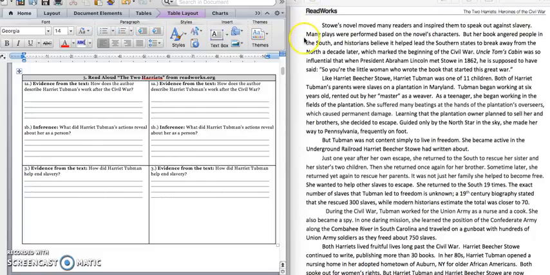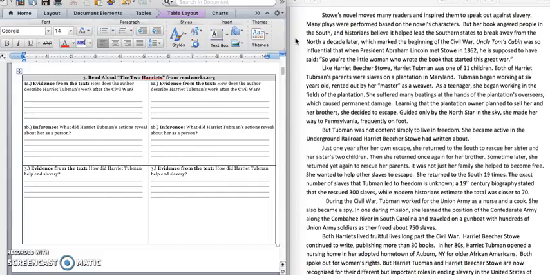Stowe's novel moved many readers and inspired them to speak out against slavery. Many plays were performed based on the novel's characters, but her book angered people in the South, and historians believed it helped lead the Southern states to break away from the North a decade later, which marked the beginning of the Civil War. Uncle Tom's Cabin was so influential that when President Abraham Lincoln met Stowe in 1862, he is supposed to have said, "So you're the little woman who wrote the book that started this great war."